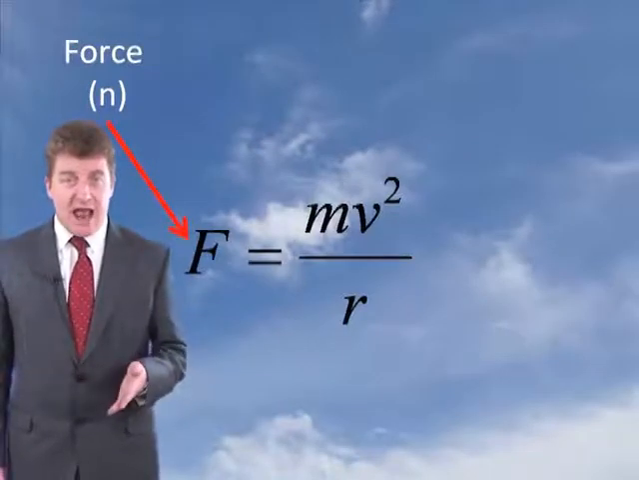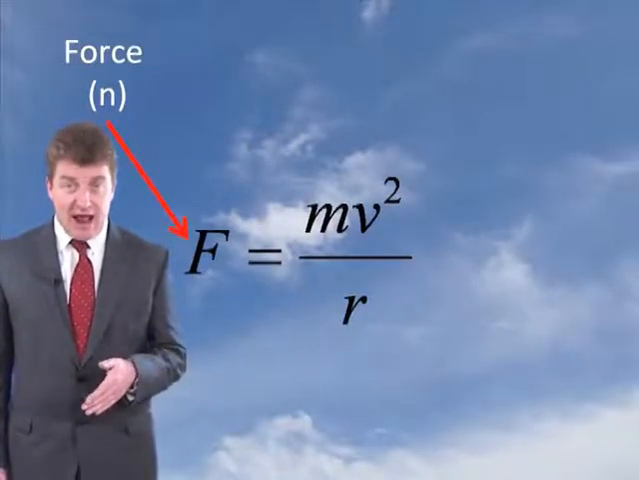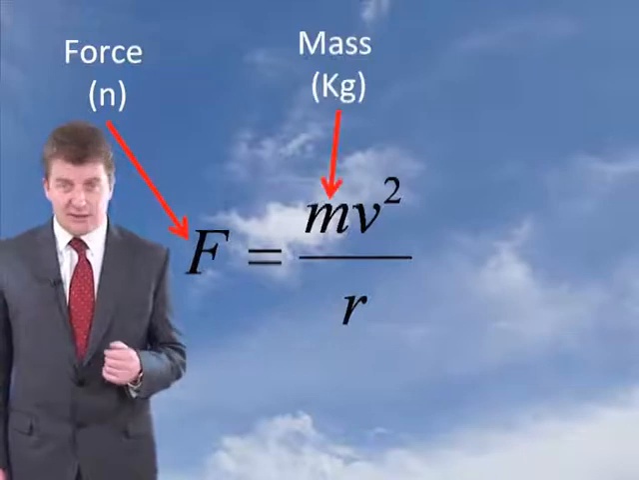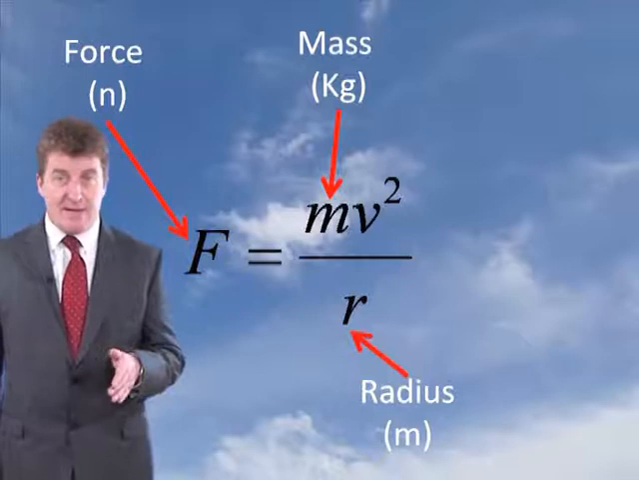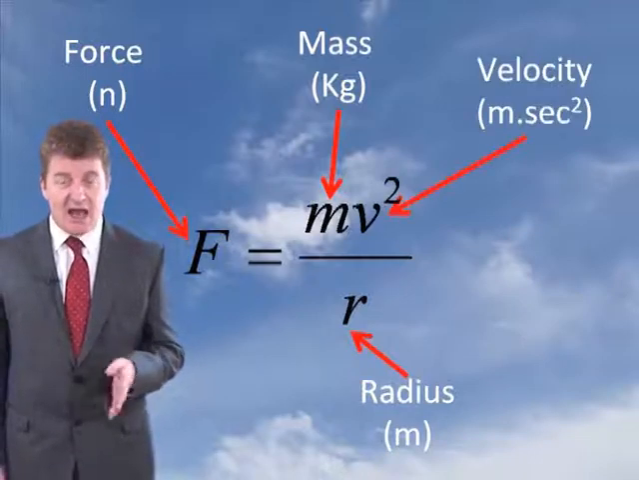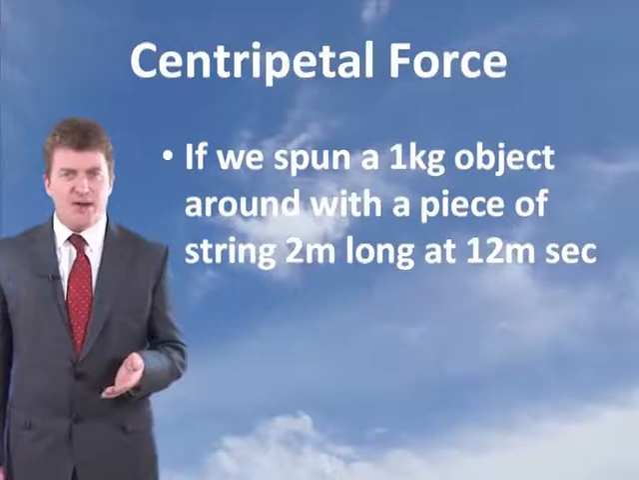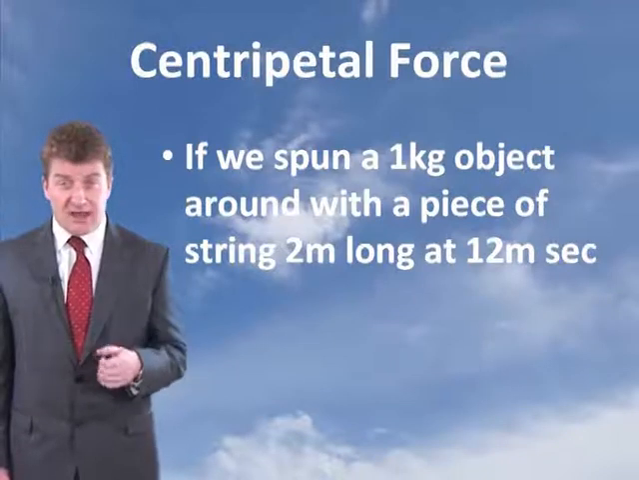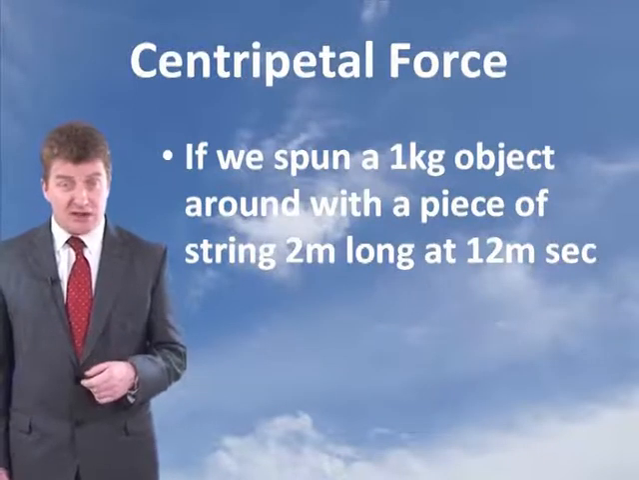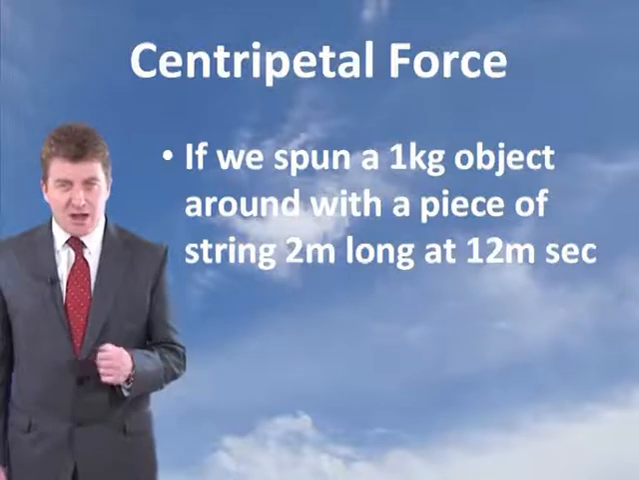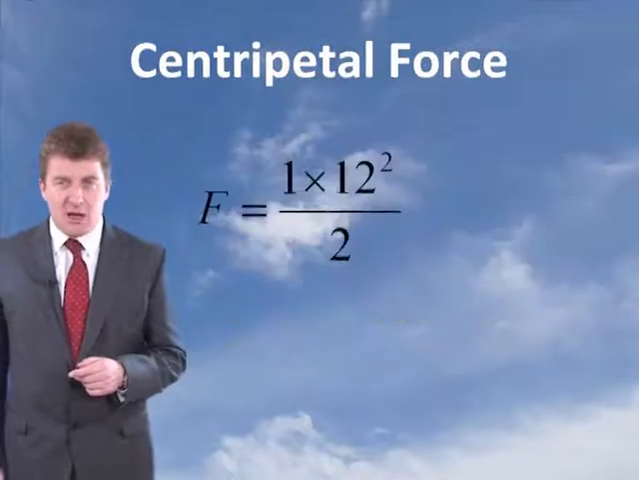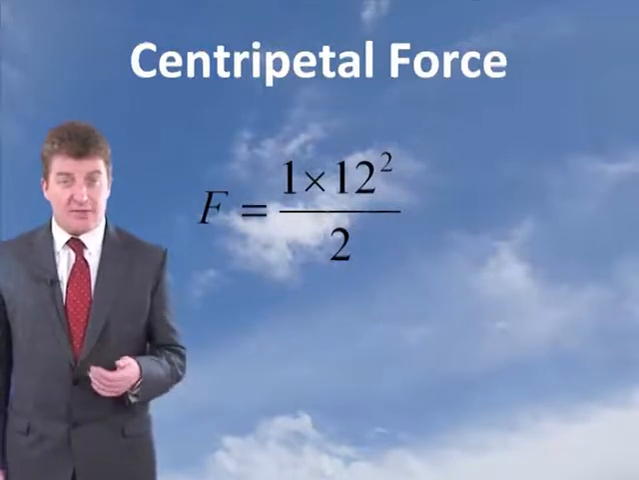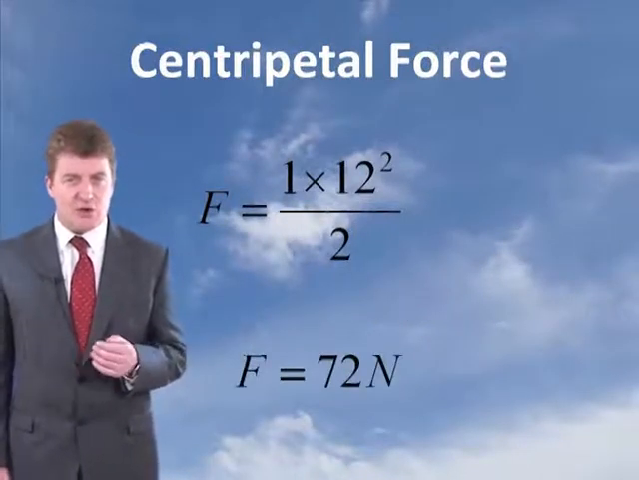Now how do you determine the centripetal force on an object being spun around? Well, this is the formula here: F equals m times v squared divided by r, where F is the force in newtons, m is the mass in kilos, v is the velocity in meters a second, and r is the radius. So if we spun a 1 kilogram object round with a piece of string 2 meters long at 12 meters a second, what would be the centripetal force? Well, if you put in the known variables, you get a force of 72 newtons.